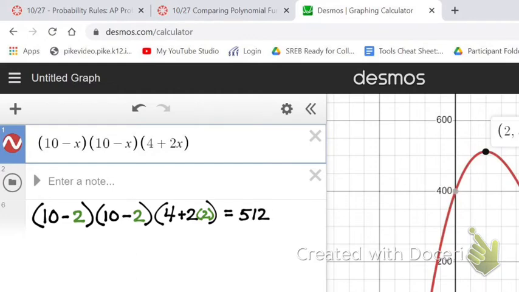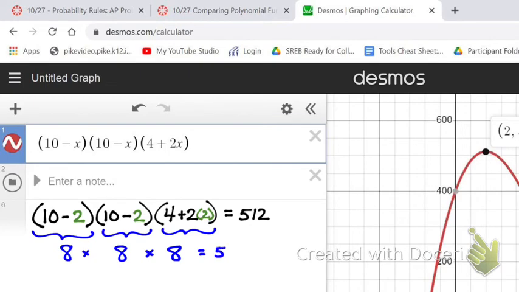What is 10 minus 2? 8. So 8 times 10 minus 2 again would be another 8. What is 2 times 2? 4. So I have 4 plus 4 here. What is 4 plus 4? 8. Grab your calculators real quick again for me. I want you to do just 8 times 8 times 8. 512.